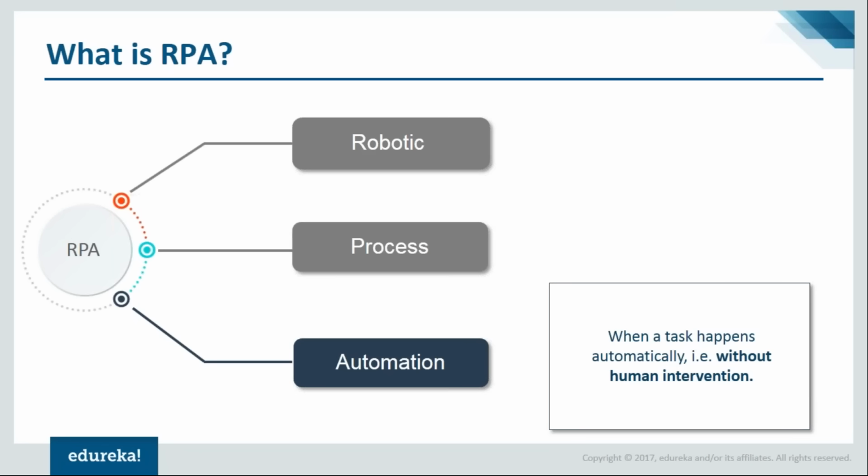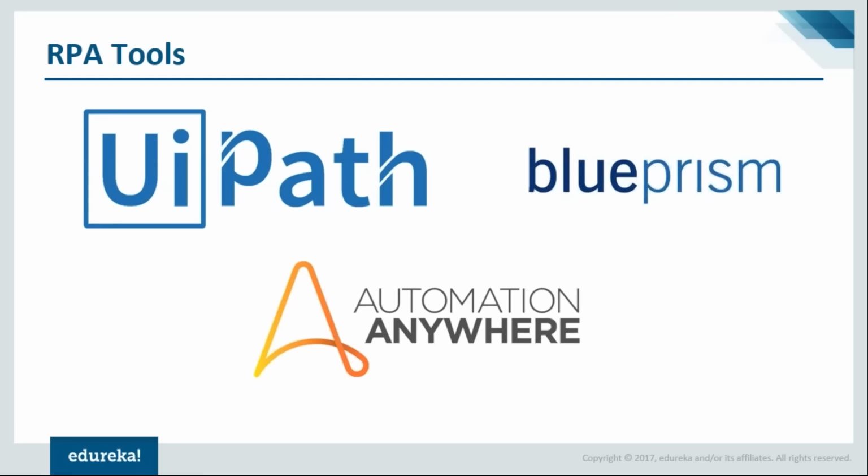All right. So now that we have understood the definition of RPA and why we need RPA, and we saw how RPA can work, let's go on and understand the different tools using which we can actually implement RPA technology. As of now, there are three tools which are at the top of the ladder: UiPath, BluePrism, and Automation Anywhere. These are the three best tools in the RPA world.